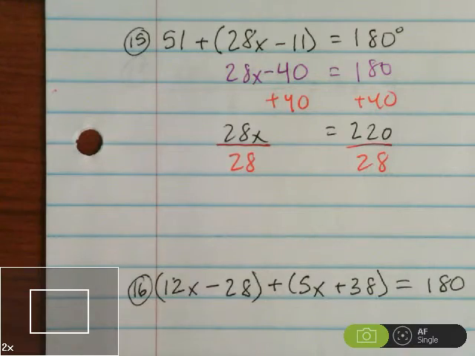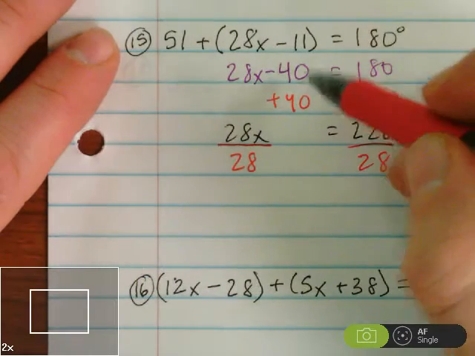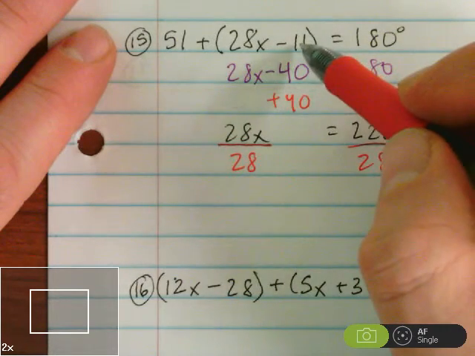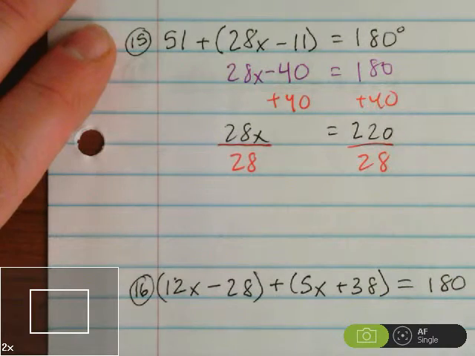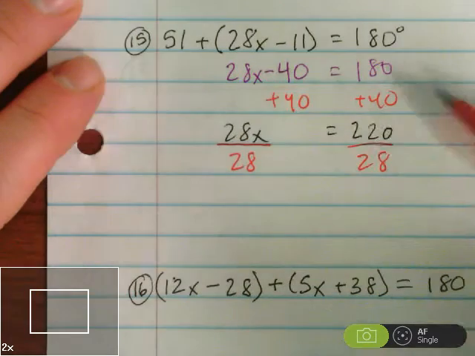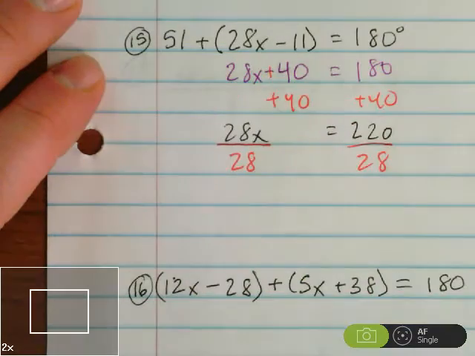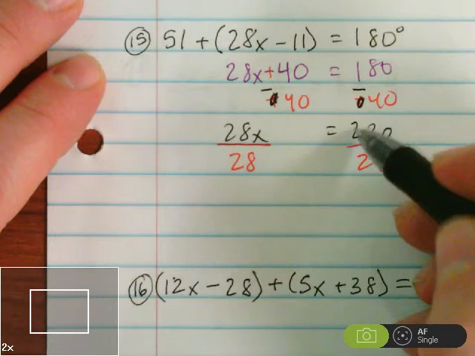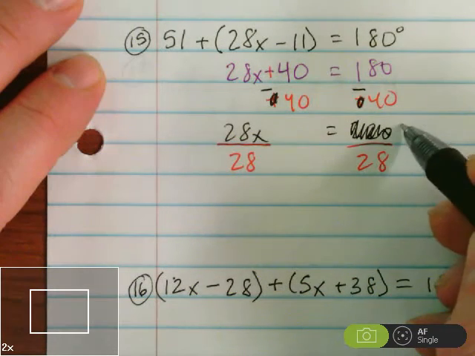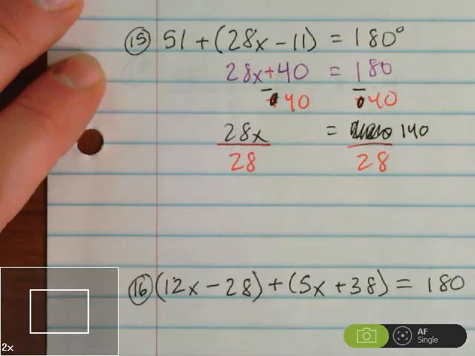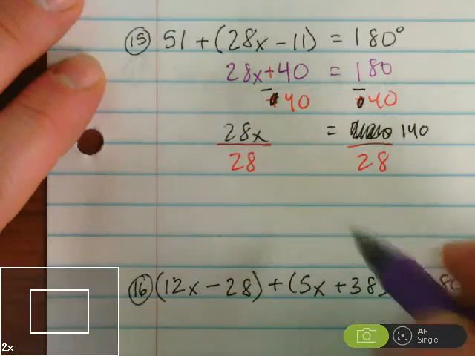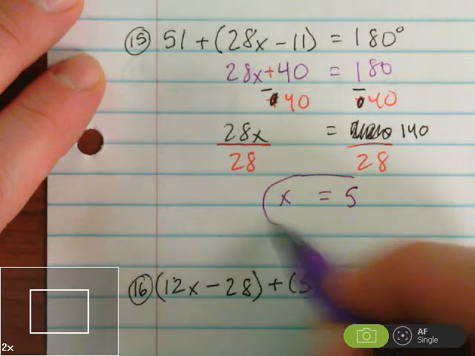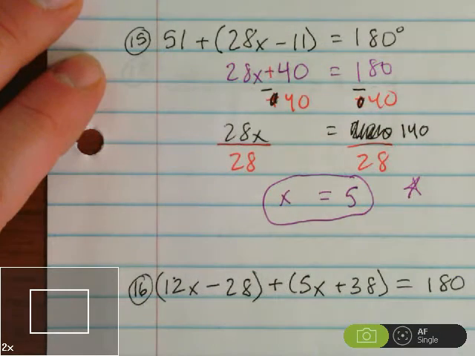You know, I noticed something was wrong there, so let's go back. Notice this is minus 11, so we should have 51 minus 11. No, wait a minute. Okay, anyways, this should have been a positive 40, and this should be minus, so this should be 180 minus 40 is 140, and 140 divided by 28 is 5. X equals 5. Look what working in a hurry gets you.